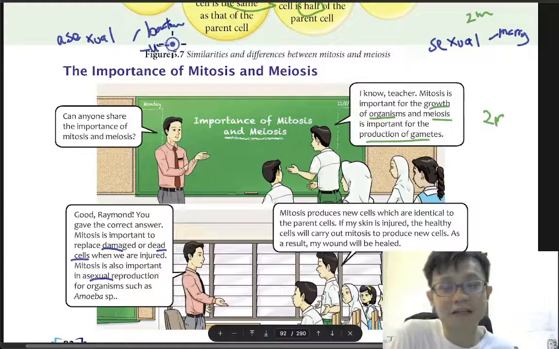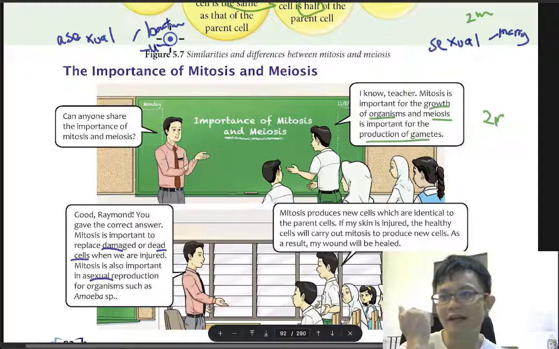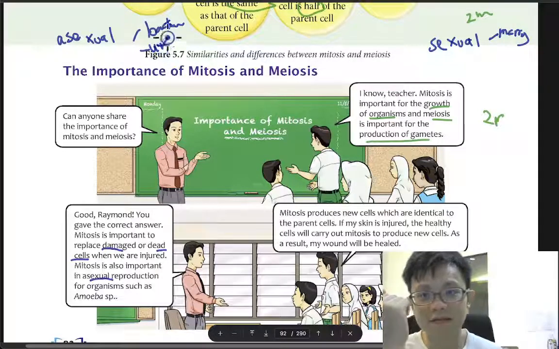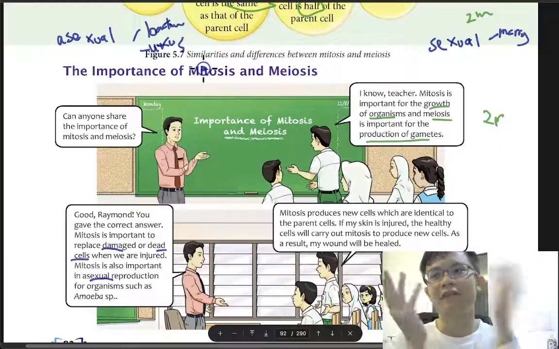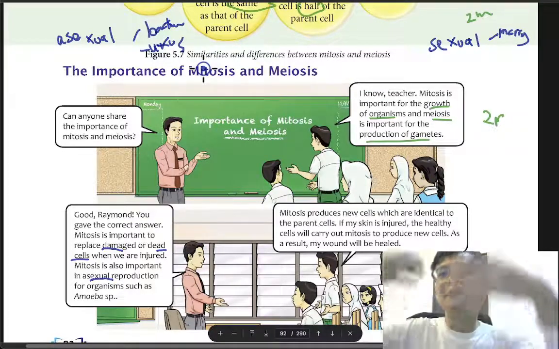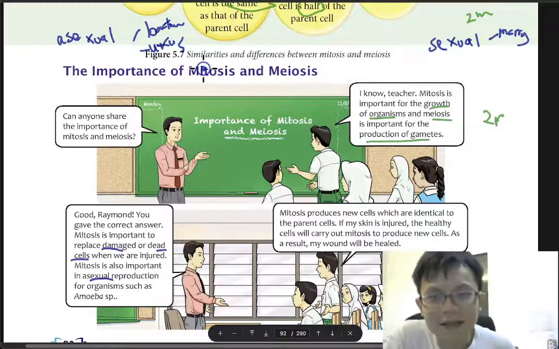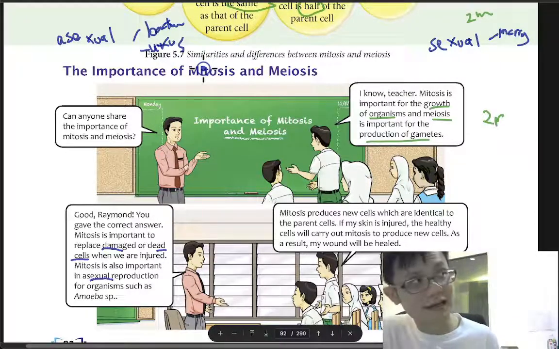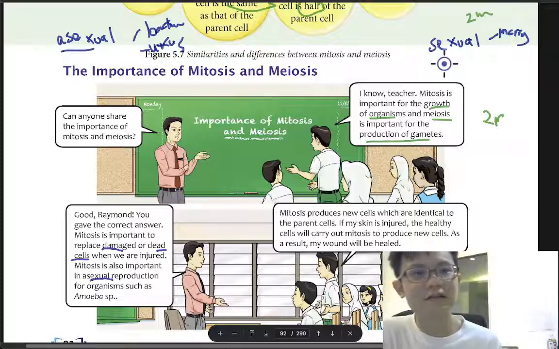Because the bacteria need no marriage. The bacteria just make babies without getting married. Or the virus, okay, the virus like COVID-19. Does COVID-19 need to get married? No need. It gets inside you, makes more and more and more, and gives it to other people, making the whole world COVID-19, and then MCO started. Okay, so this is asexual, this is sexual.